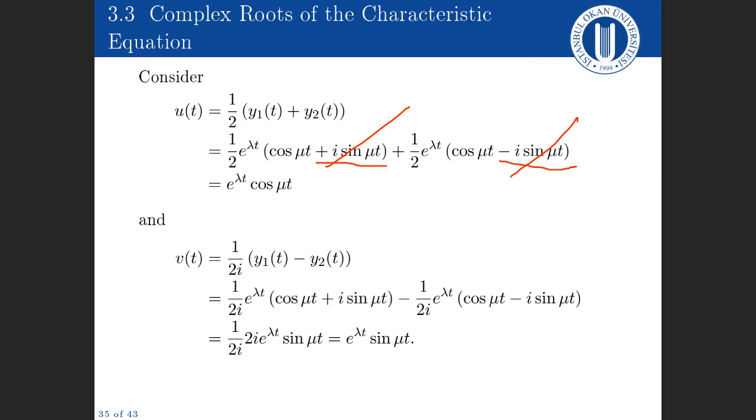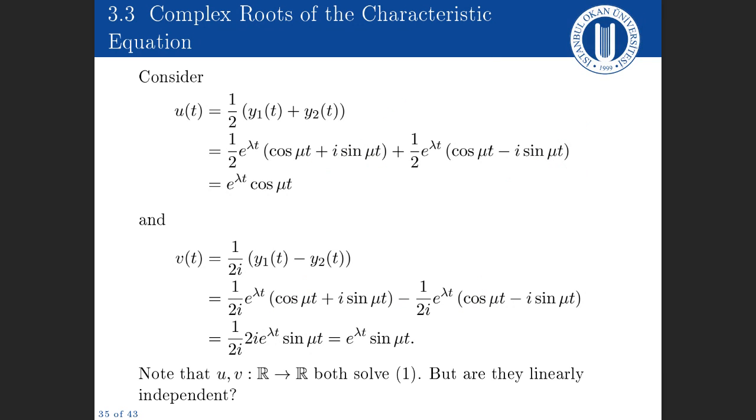And for v(t), we have almost the same thing. There's a cos mu t and then a minus cos mu t. These are going to cancel out. We're left with i sine minus minus i sine. In other words, we're left with 2i sine, and then we divide by 2i, and we end up with e to the power lambda t sine mu t. So u and v are both functions which map from the real numbers to the real numbers. And because they are both linear combinations of y1 and y2, that means that they must both solve our differential equation.